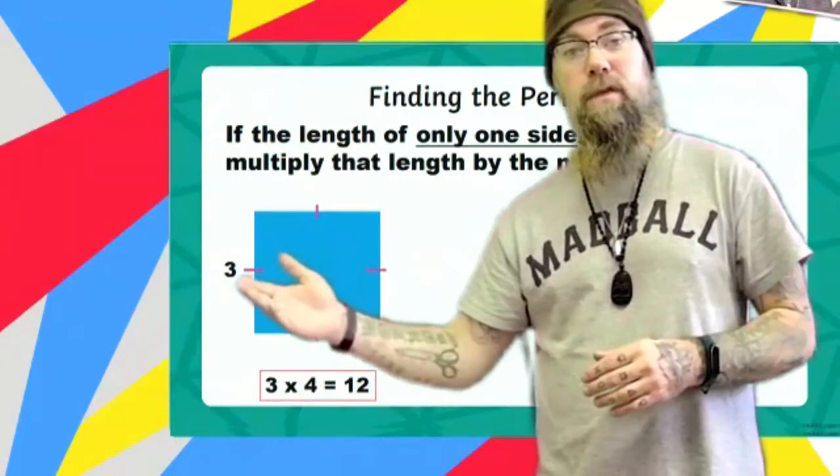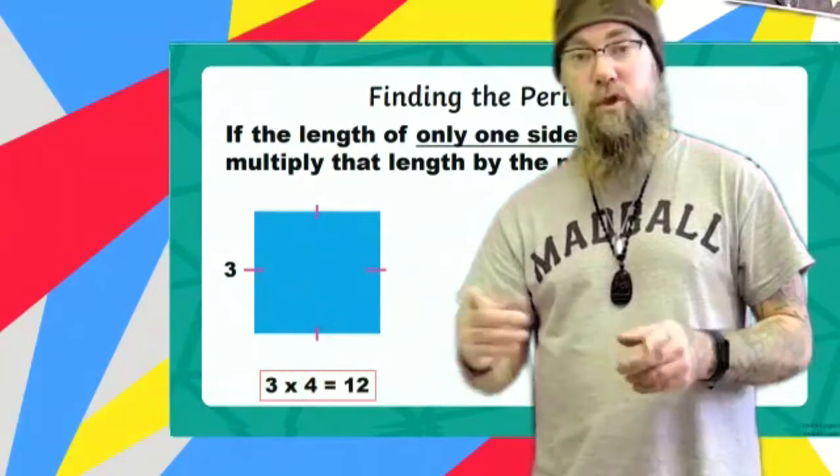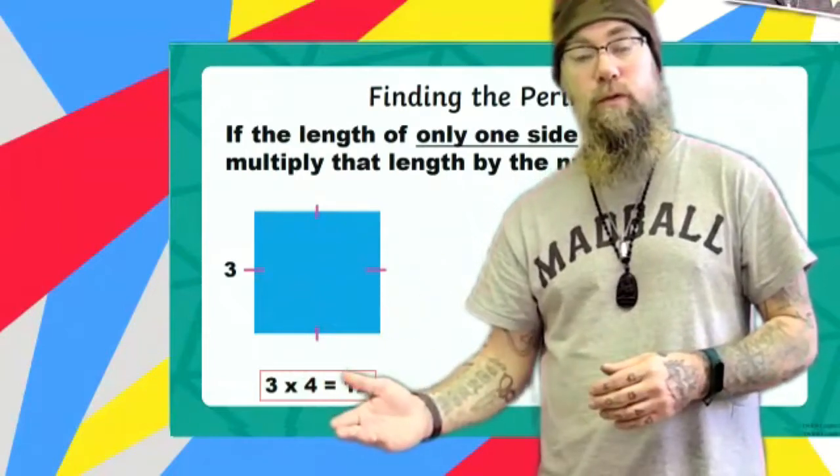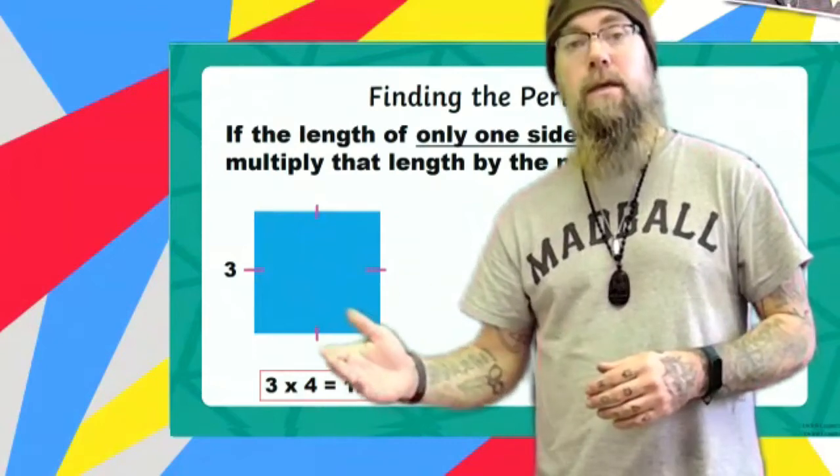In this case, they give the length of this side is 3. We know they're all equal, so we're going to take that 3, multiply that by the number of sides, which is 4. 4 times 3 is 12. Perimeter of this square is 12.